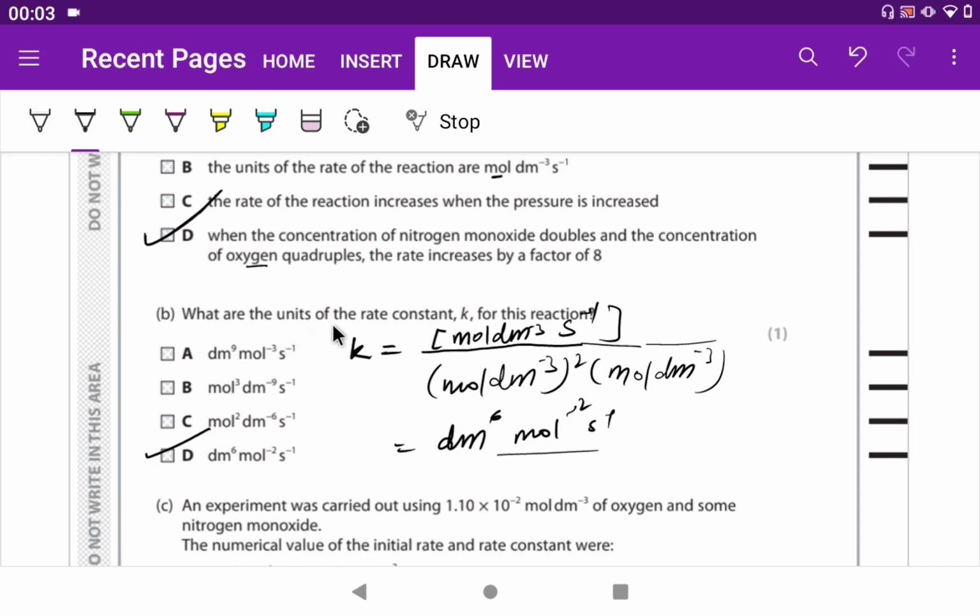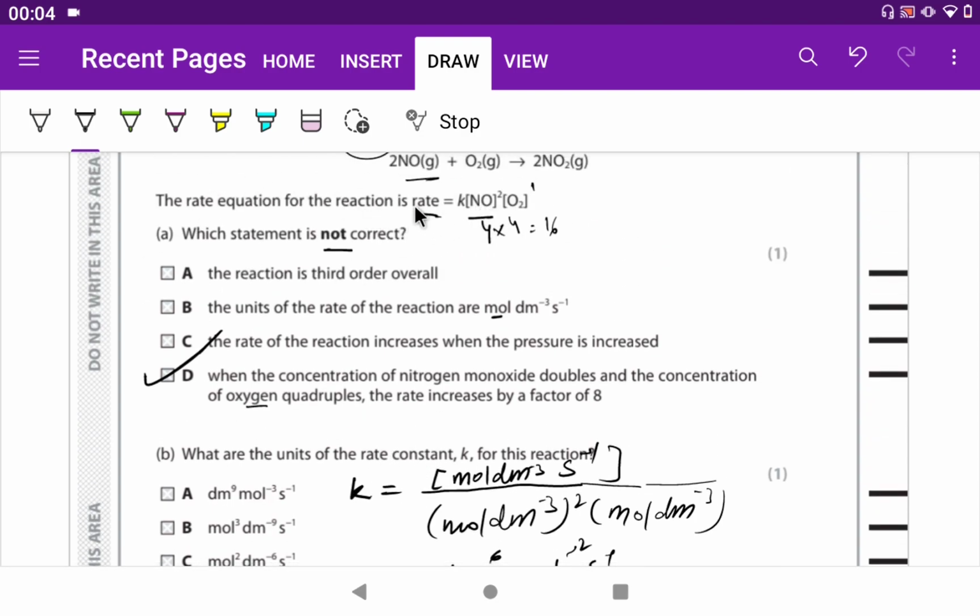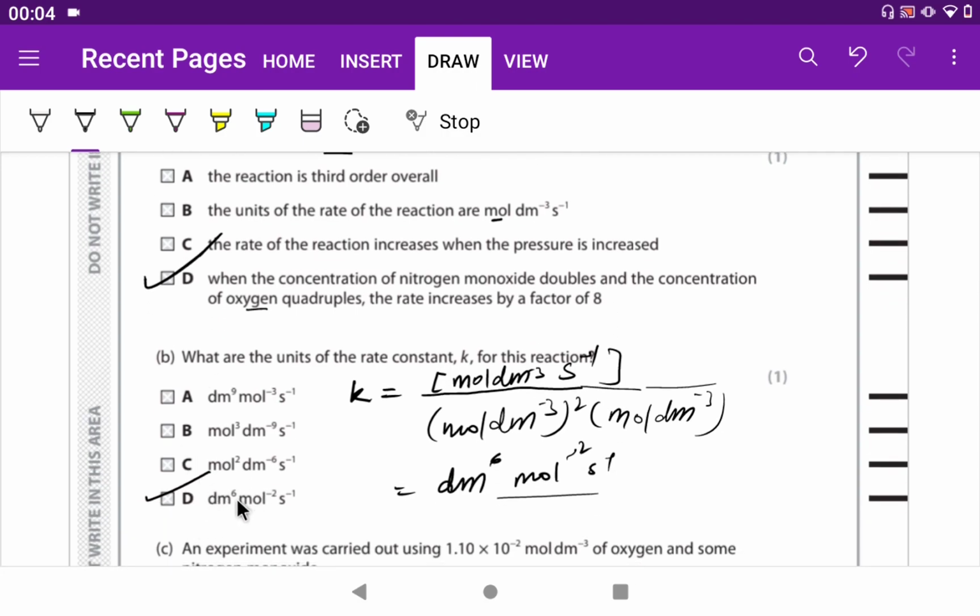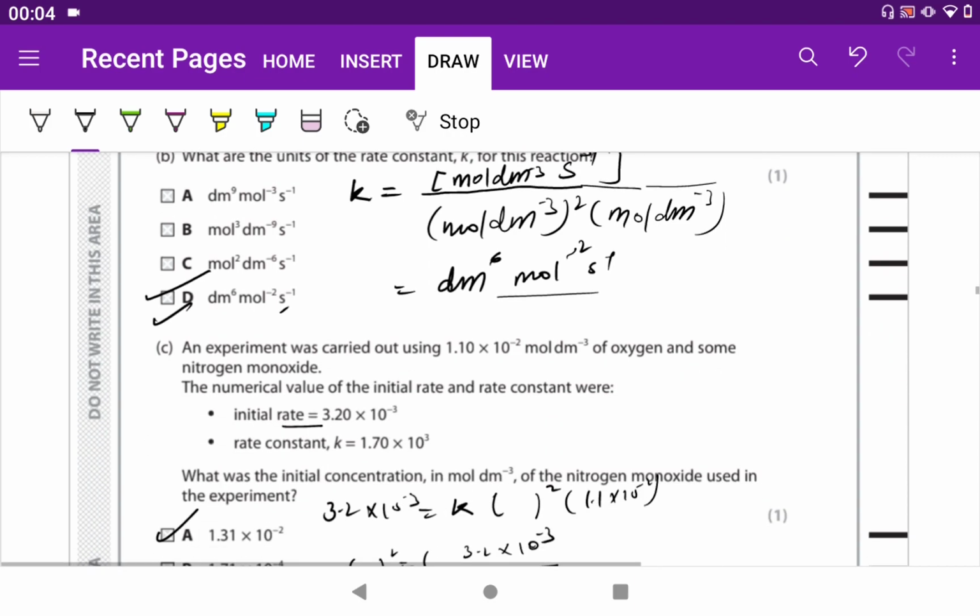What are the units of the rate constant k for the reaction? As we know, the rate formula, the rate is equal to this. So we will change: mol dm⁻³ per second divided by (mol dm⁻³) whole squared, multiplied by mol dm⁻³. After calculation we get dm⁶ mol⁻² s⁻¹. So D is the correct answer.